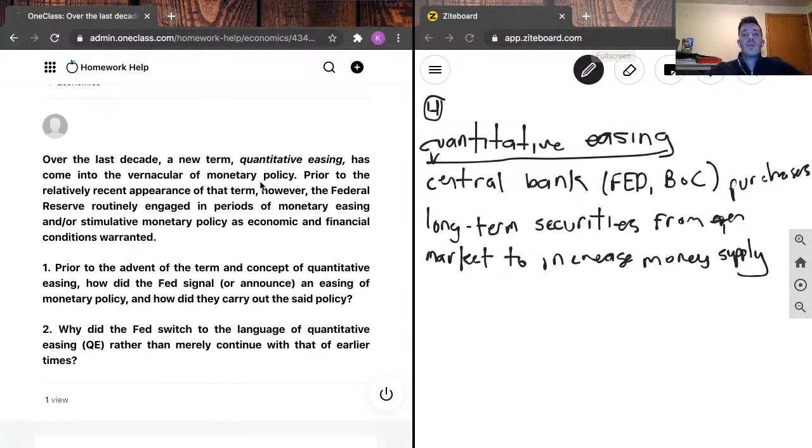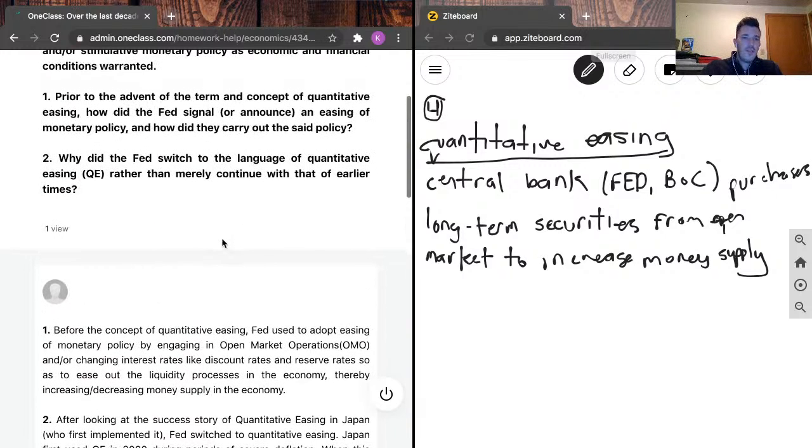So over the last decade, a new term, quantitative easing, has come into the vernacular. Vernacular means vocabulary of monetary policy. Prior to the relatively recent appearance of that term, however, the Federal Reserve routinely engaged in periods of monetary easing and or stimulative monetary policy as economic and financial conditions warranted. 1. Prior to the advent of the term and concept of quantitative easing, how did the Fed signal or announce an easing of monetary policy, and how did they carry out said policy? And 2. Why did the Fed switch to the language of quantitative easing rather than merely continue with that of earlier times?